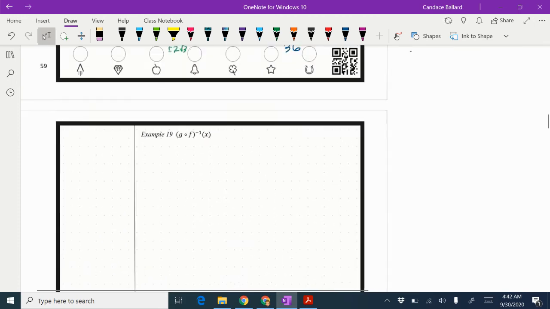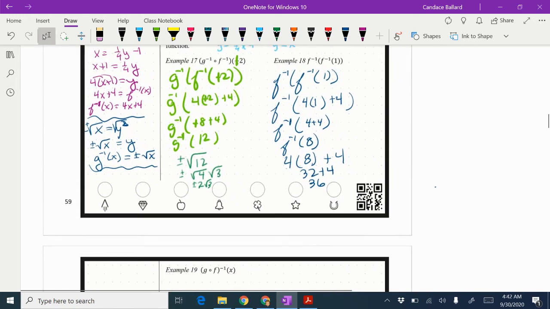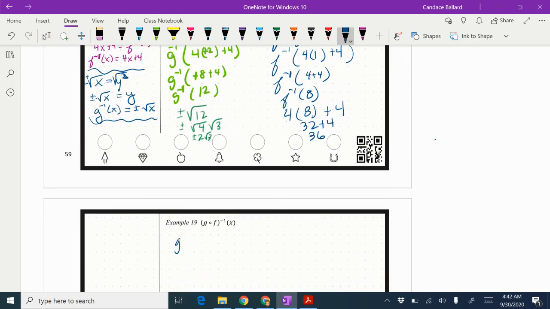Oh, apparently I had one more. Let's do one more. So this one says that we've got the same function. So g of f inverse. It wants us to compose g of f first. Making sure I'm looking at my answers. Sorry, lost my answers.